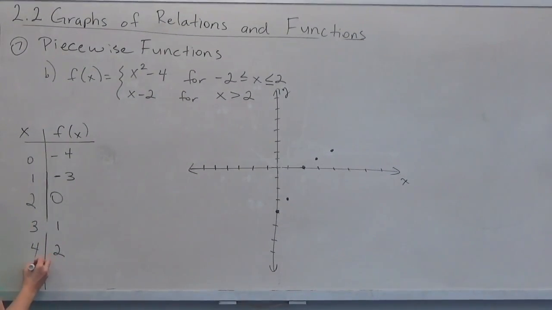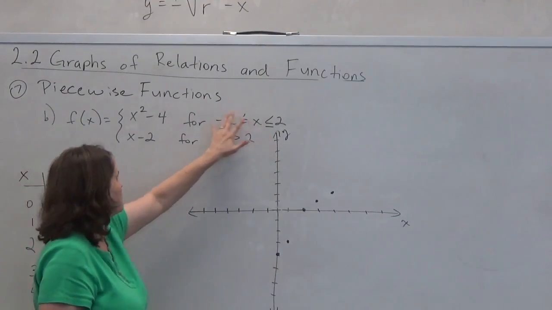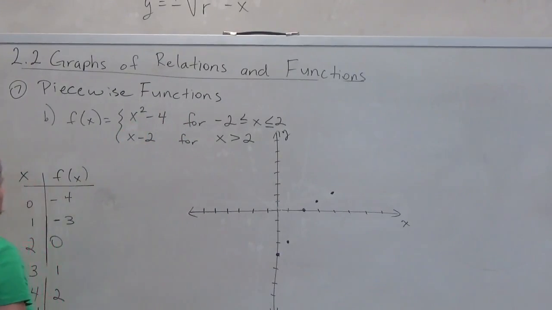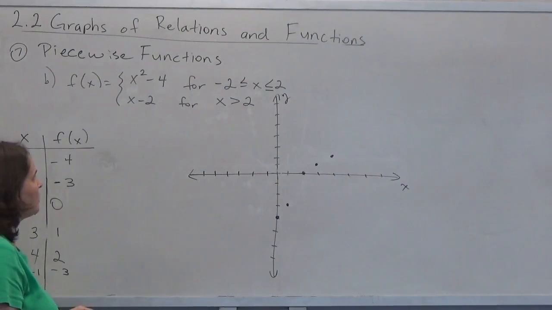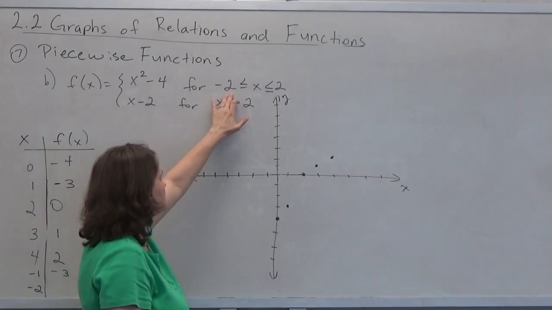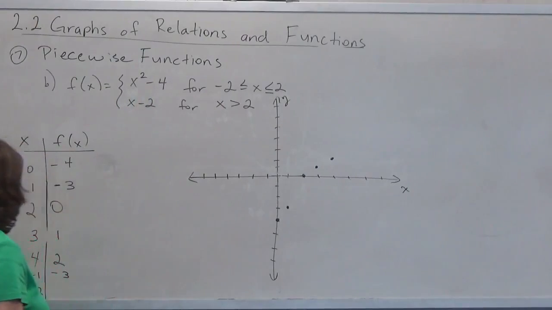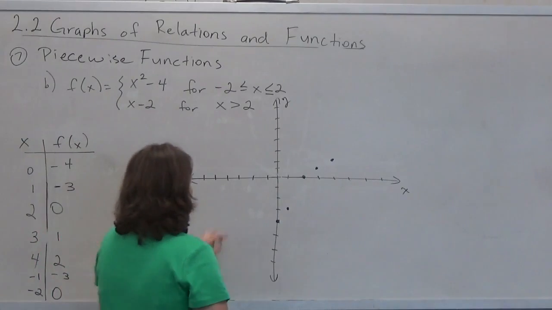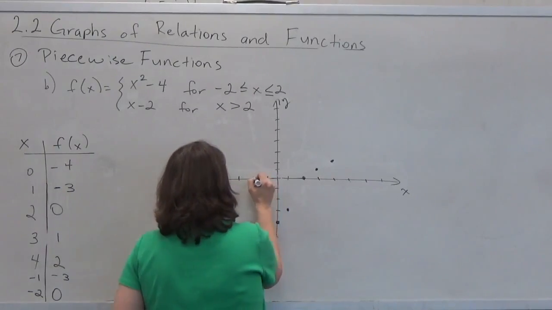If I put in -1, where does that put me? -1 is here. So I'm going to do -1 squared minus 4. 1 minus 4 is -3. And if I put in -2, -2 is as far down as I get to go because that's the last number in the domain. If I put -2 here and square it, I get 4 minus 4, which is 0. So I find ordered pair -1, -3. It's here. And I want to find ordered pair -2, 0. It's here.